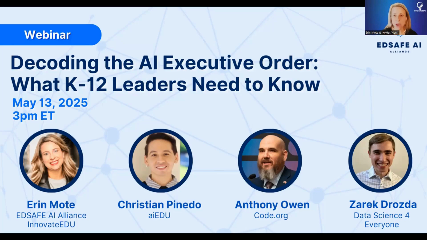And today we are doing the first in a two-part series around decoding the AI executive order, what K-12 leaders need to know. At the end of this webinar, we're going to be sharing with you how you can sign up for part 2, which will be on June 5th. So get ready for that.